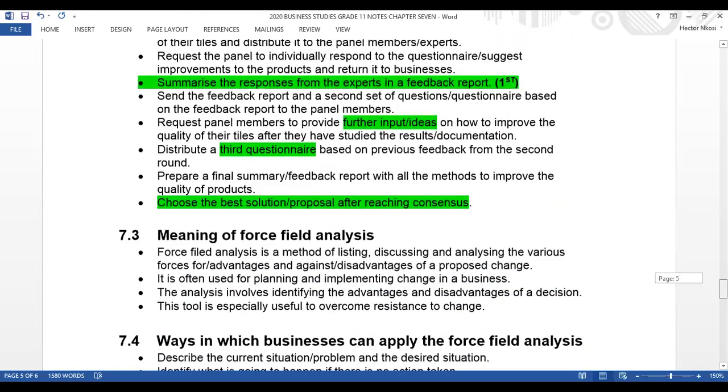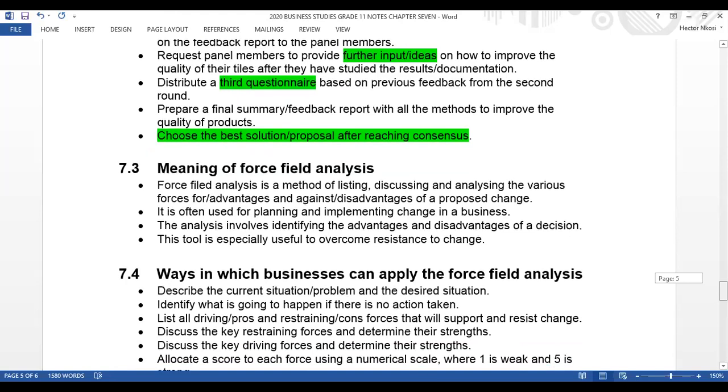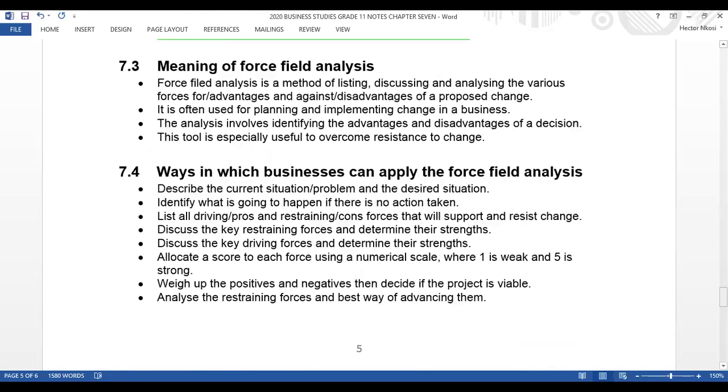Let's look at the meaning of force field analysis. Now, boys and girls, your force field analysis is another method of making sure that we do produce quality products. They love these techniques: your force field, your Delphi technique, and your PDCA.